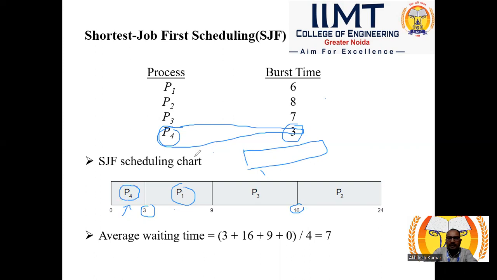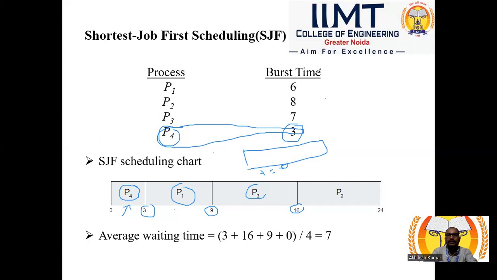Process P4 arrived first and executes first, so process P4 has its waiting time as 0, and process P3 has its waiting time as 9 milliseconds, because all the processes arrived in the ready queue at time t equal to 0 milliseconds. So the average waiting time is the addition of all waiting times of each process divided by the total number of processes.